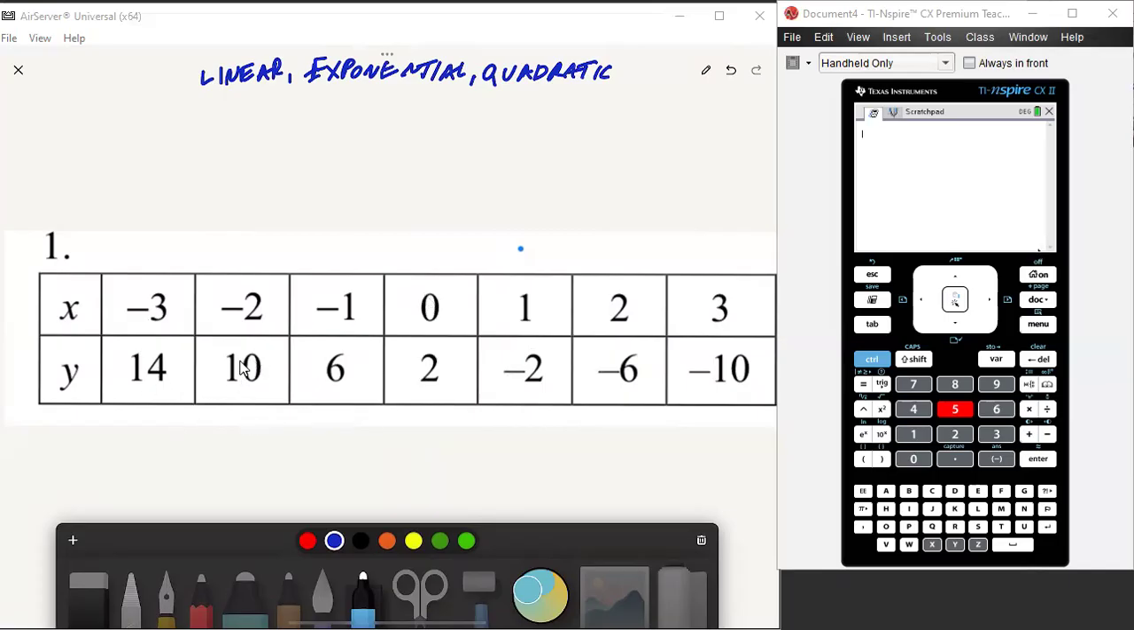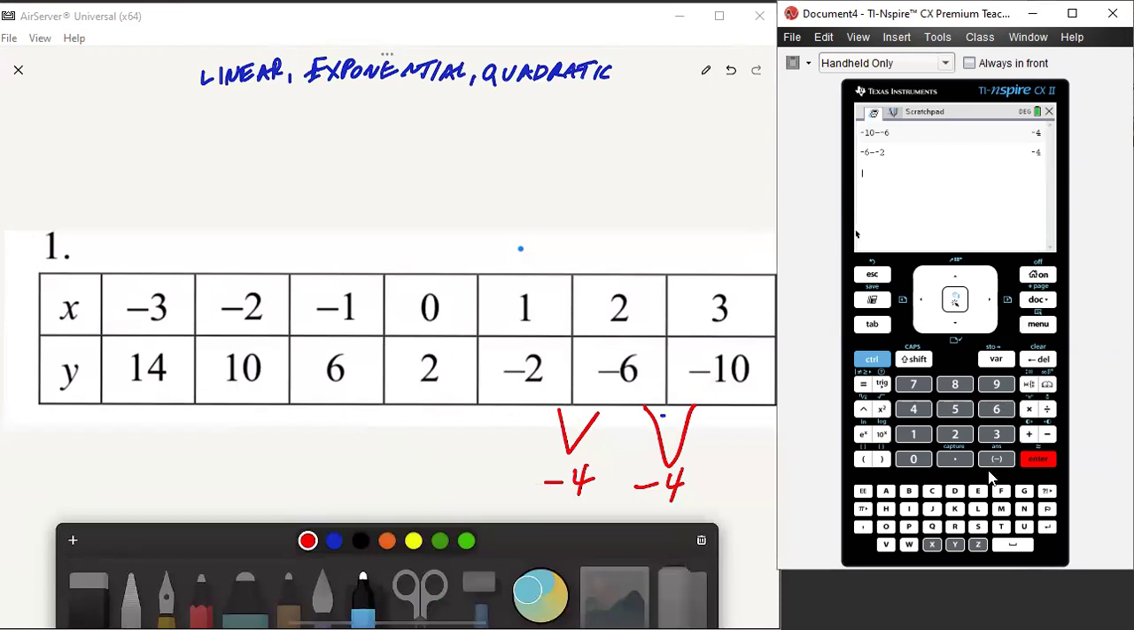Now, most people start on the left of the table or the top of the table. I like to go over to the right and then work backwards. So if I do a negative, let's make this red, I like that. If we do a negative 10 minus a negative 6, we get a negative 4. So that's the difference. So if I do a negative 6 minus a negative 2, I get a negative 4. Now, the fact that these are both the same is promising and basically says that this table is probably linear.